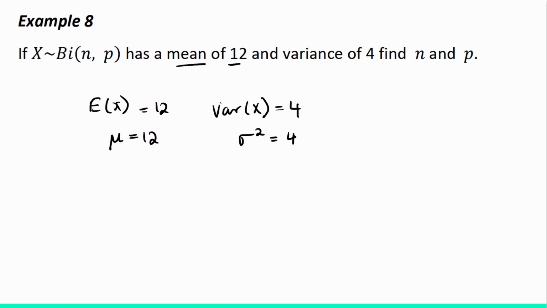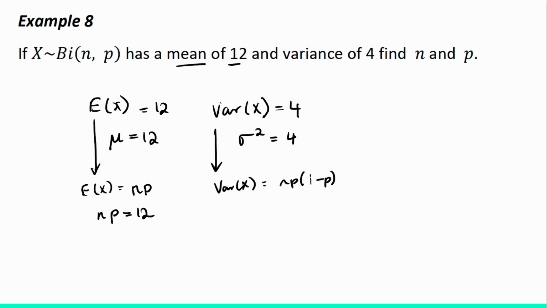Okay, so that's the standard deviation squared. That's how we represent both of them. Now it's just a matter of applying the formulas. So let's think about my expected value. The formula for the expected value is n times p, so np is equal to 12. And then the formula for the variance is np times (1 minus p), and in this case, np times (1 minus p) is equal to 4.